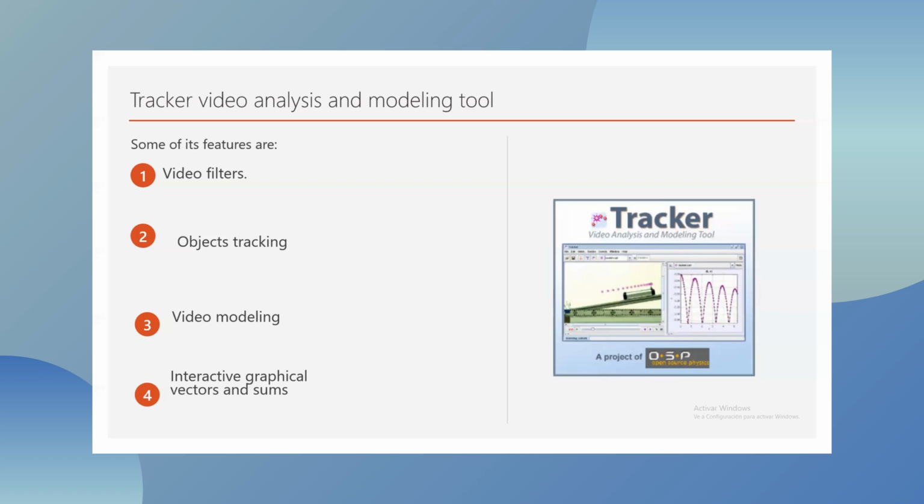Another feature is object tracking. This includes center of mass with position, velocity, and acceleration overlays and data. Another feature is the video modeling with dynamic particle overlays and data, including 2 body systems. And the last one is interactive graphical vectors and vector sums. Now my colleague Jessie is going to explain how to download the program.